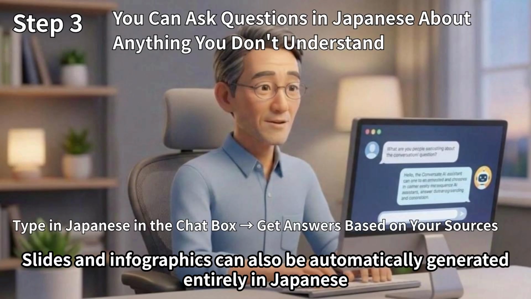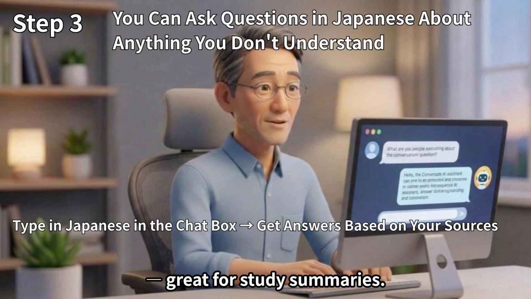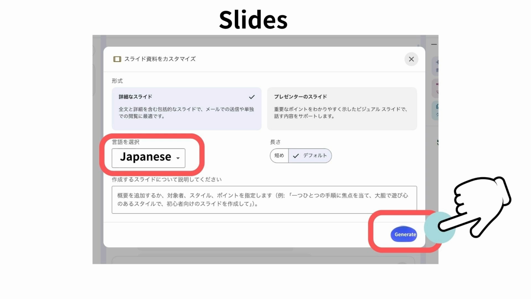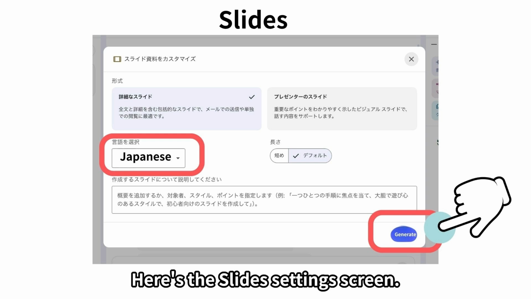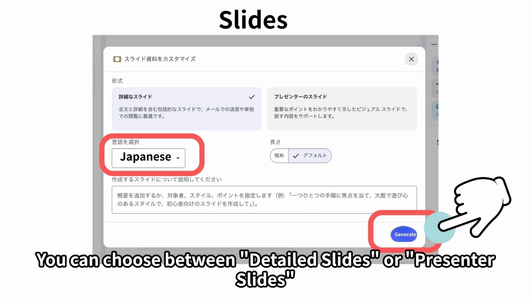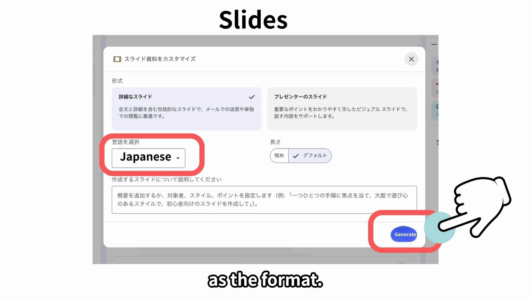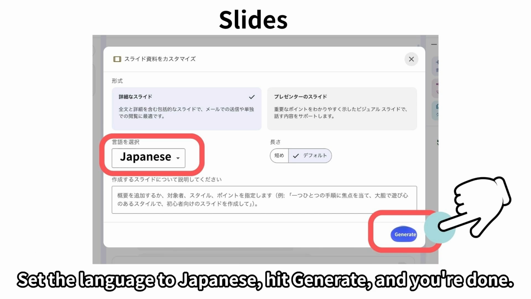Slides and infographics can also be automatically generated entirely in Japanese. Great for study summaries. Here's the slide settings screen. You can choose between detailed slides or presenter slides as the format. Set the language to Japanese, hit Generate, and you're done.